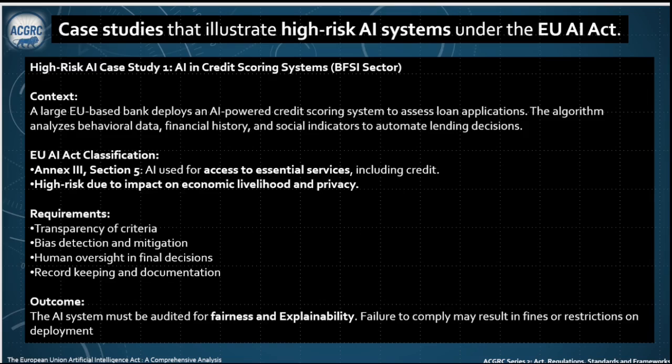The first case is a case wherein AI is used in a credit scoring system in the banking industry. A large EU based bank deploys an AI powered credit scoring system to assess loan applications. The algorithm analyzes behavioral data, financial history, and social indicators to automate lending decisions. From an EU Act perspective, this touches Annex 3, Section 5, which states AI used for access to essential services, including credit. It is high risk due to the impact on economic livelihood and privacy.